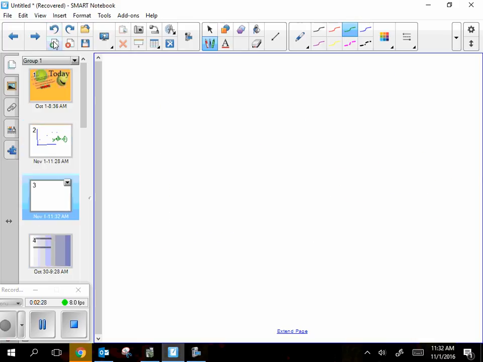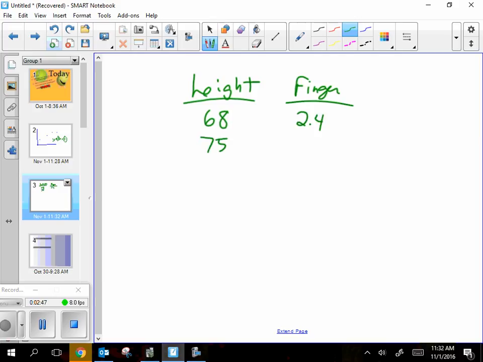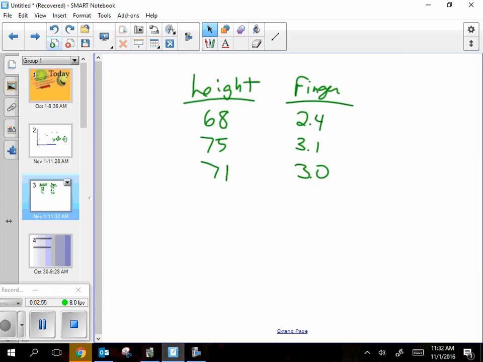I took some data last hour on people's height versus their pointer finger. I'm just going to write finger, but it was their pointer finger length. And here's the data I've got so far. A 68-inch kid had a 2.4-inch finger. A 75-inch kid had a 3.1-inch finger. A 71-inch kid had a 3.0-inch finger.